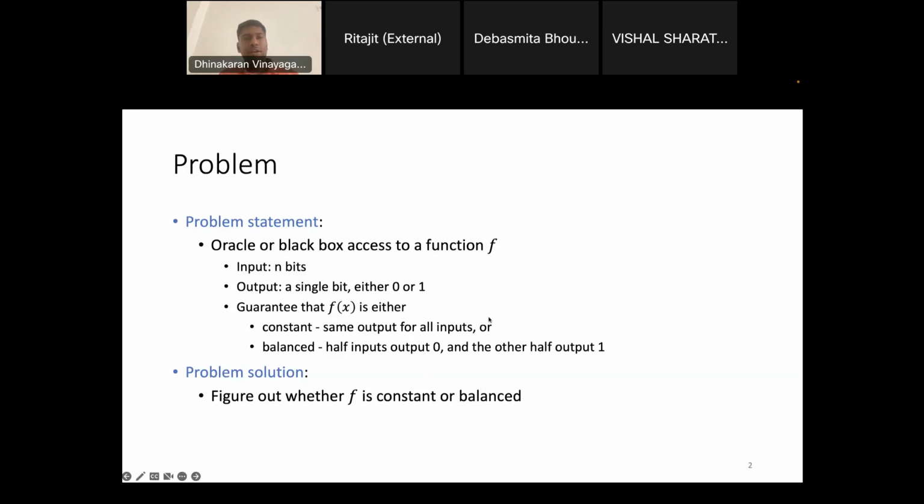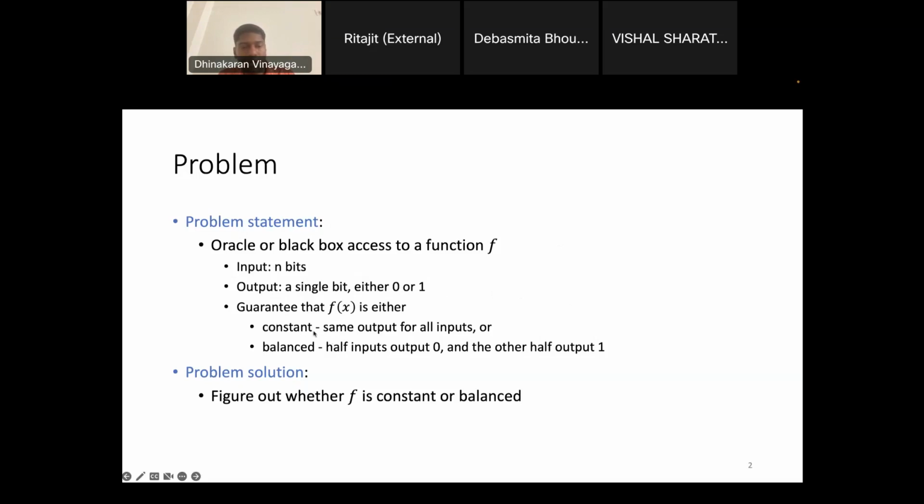Okay. Just to recap, what is the Deutsch Jozsa problem? We have a function f. We're given a guarantee that this function takes in n bits of input and outputs a single bit that is either 0 or 1, and that it's either a constant function or a balanced function. You would have seen the Deutsch problem in detail. You have an n-bit input and then output a single bit, 0 or 1.